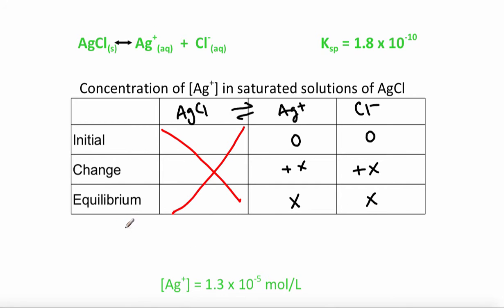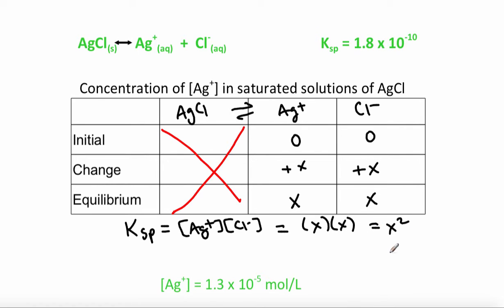And then from there, we can plug values into our Ksp expression, which would just be [Ag+] times [Cl−], both of these raised to the first power because their coefficients in the balanced net ionic equation here are 1 as well. We plug in our values, and that's just x times x. And our Ksp is essentially equal to x squared. You take the square root of Ksp, and you'll get the value that you see right here.